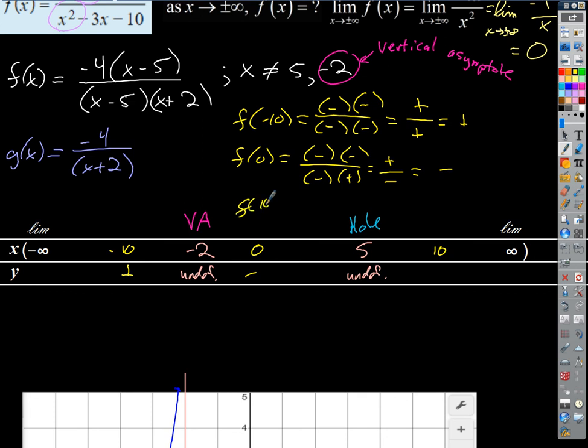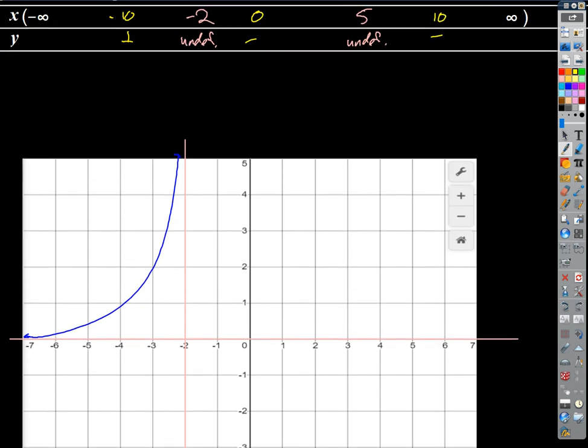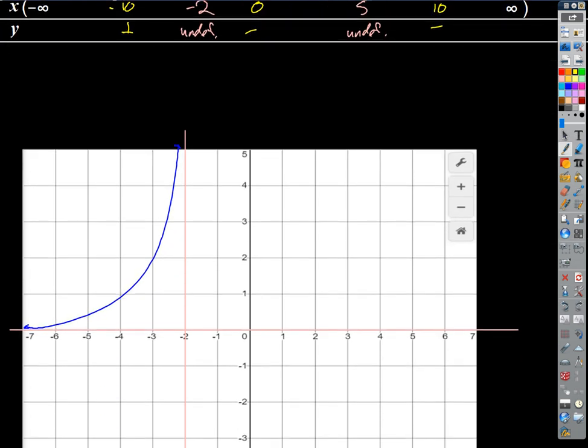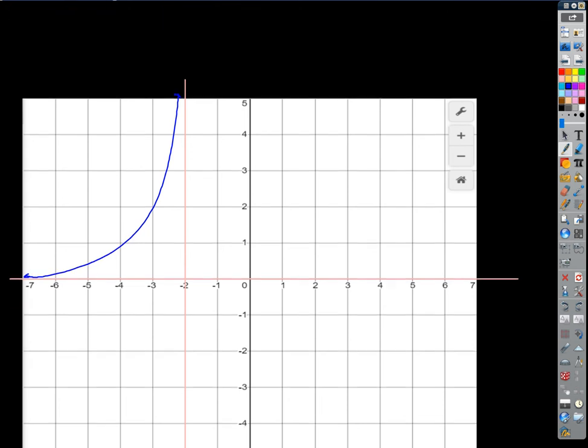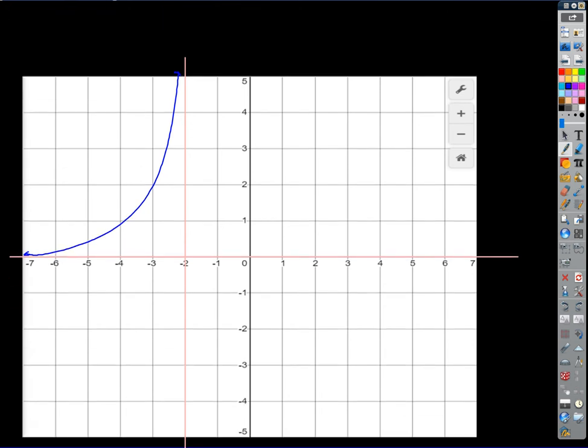Let's see if we can just figure out what the overall sign of the top is going to be at 10. I'm going to get negative times positive, which is negative, divided by positive times positive, so it's negative. Okay, that's everything we need to know, right? We know that the function's going to be below the x-axis over here the whole time.